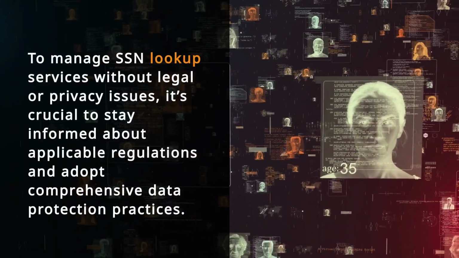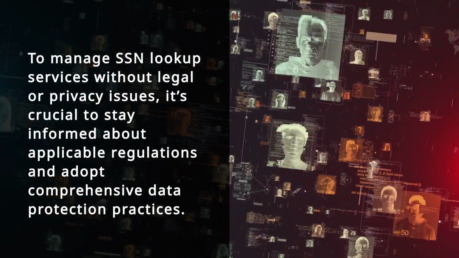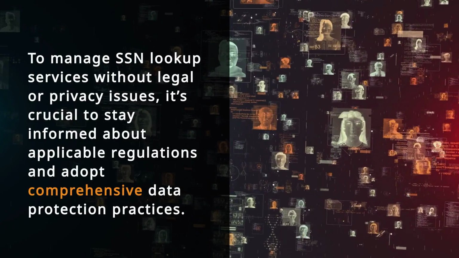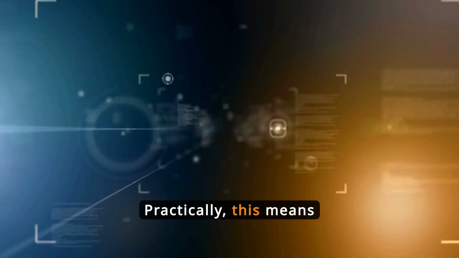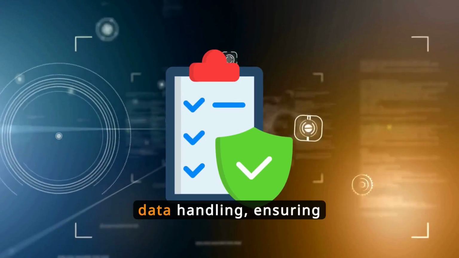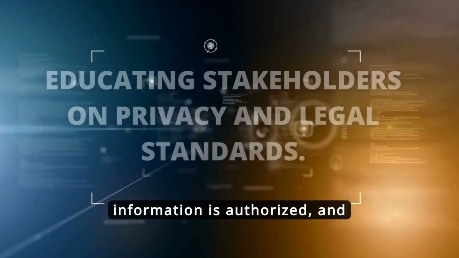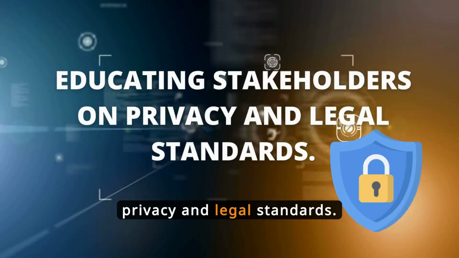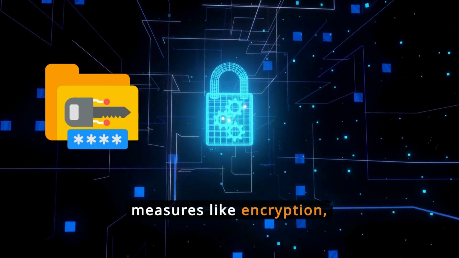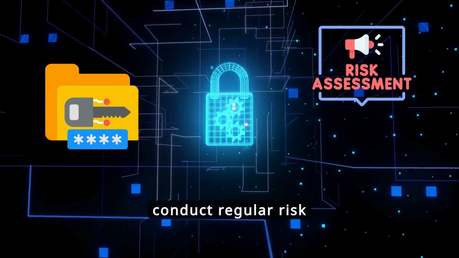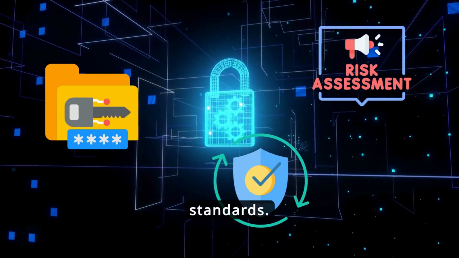To manage SSN lookup services without legal or privacy issues, it's crucial to stay informed about applicable regulations and adopt comprehensive data protection practices. Practically, this means setting up robust protocols for data handling, ensuring all access to SSN information is authorized, and educating stakeholders on privacy and legal standards. Implement strong security measures like encryption, conduct regular risk assessments, and ensure any third-party services comply with legal standards.